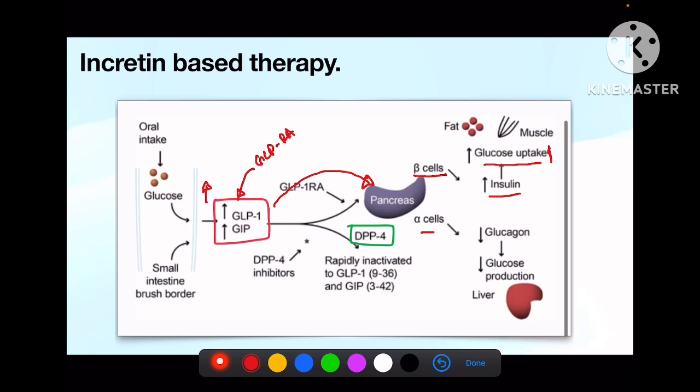The same as it has an impact on your alpha cells, and once again glucagon production will be low. Then due to that reason, glucose production from the liver will be low. Due to that reason, you can achieve blood sugar control by giving this GLP-1 receptor agonist, right? That's what I just want to emphasize from here, how these drugs work in our body, right?